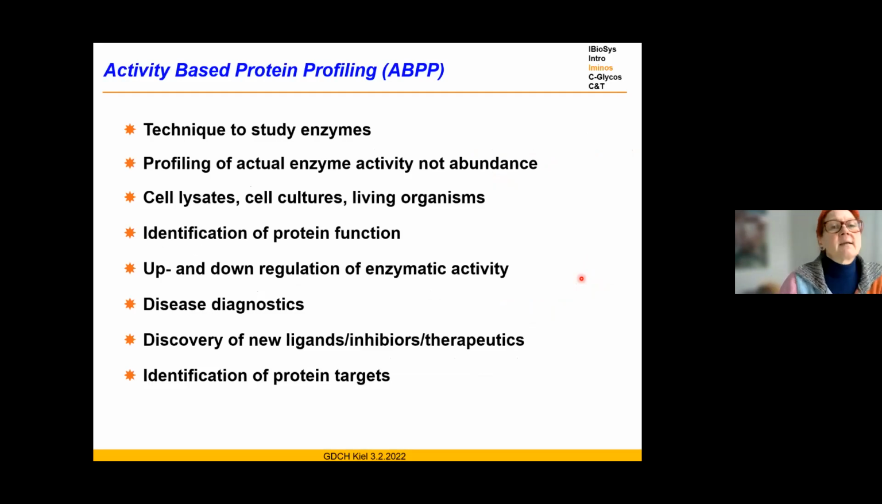So we use iminosugars as tools for a technology called activity-based protein profiling. And this is really a very, very versatile tool and technique to study enzymes. And what those probes do, they do not really detect only the abundance of enzymes, but their real activity. And this is the big difference. So you can look in really complex environments, in cell lysates or cell cultures or living organisms, for the really effective activity of enzymes.